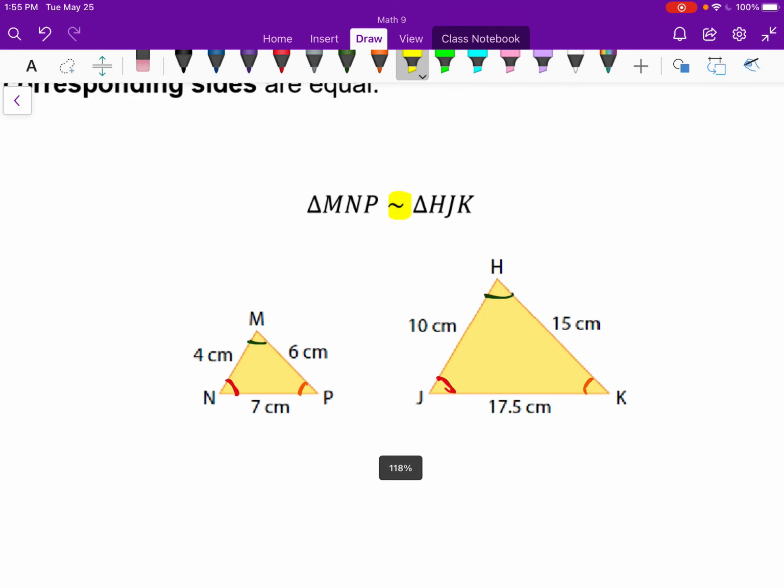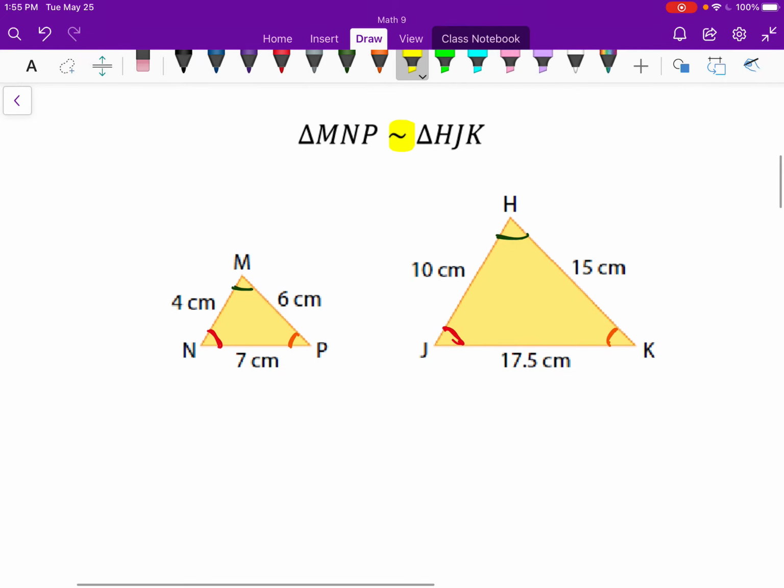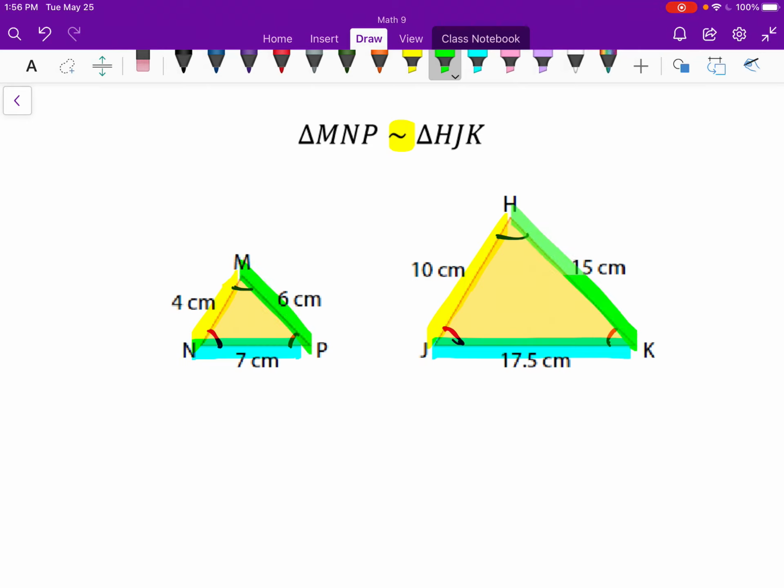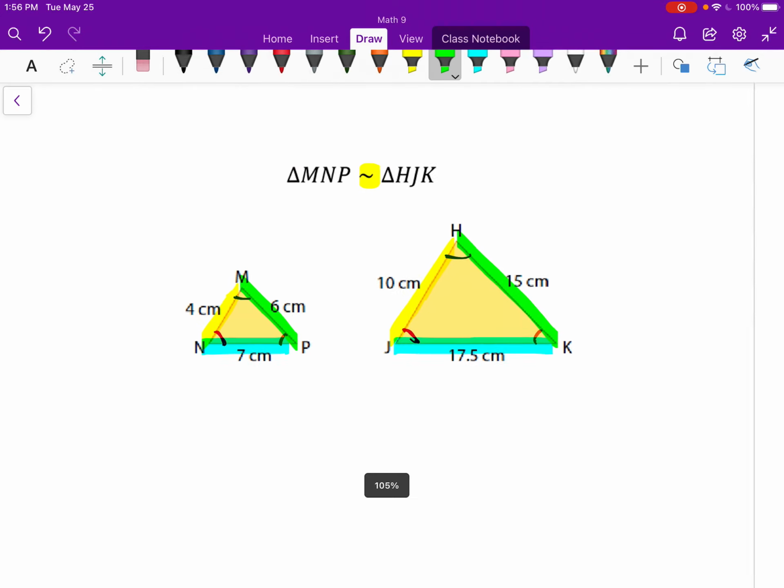So what does that mean? Well, for example, if I look at side MN and I look at side HJ, they're not the same length, but they correspond to one another. They're the same side of these similar triangles. And the same way NP corresponds to JK. They're not the same side, but they're related to one another. And again, right here, MP and HK are different sides with different values, but they correspond to one another, we say.